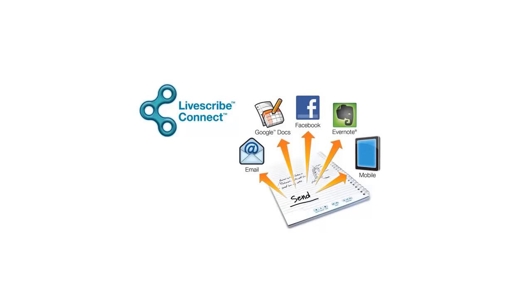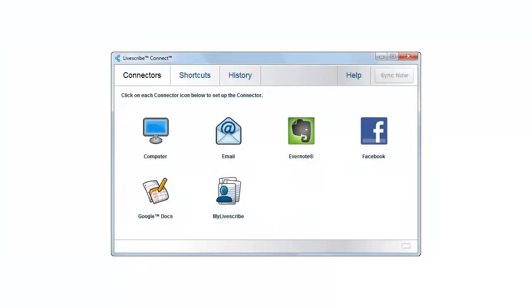In this tutorial, you will learn to use the email connector to send notes and audio as attachments to email. You must configure your connectors before using them. Once they are configured, the settings do not have to be configured again unless you want to make changes. After configuring connectors, there are two ways to use them to send notes and audio.